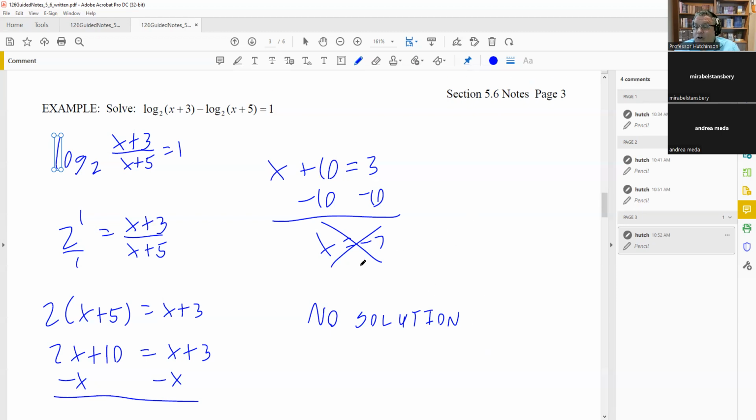But in this case, our only answer doesn't work because no matter what log you plug this into, it causes you to have a negative number inside the log. Whenever that happens, you have to automatically cross out that answer. And since there are no other answers to test, that's why it's no solution.